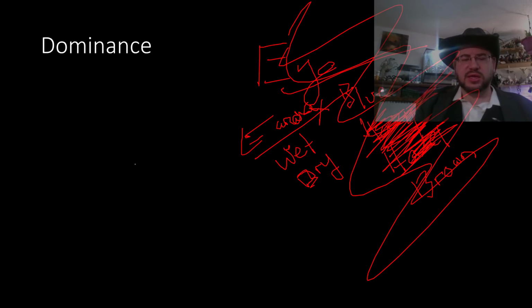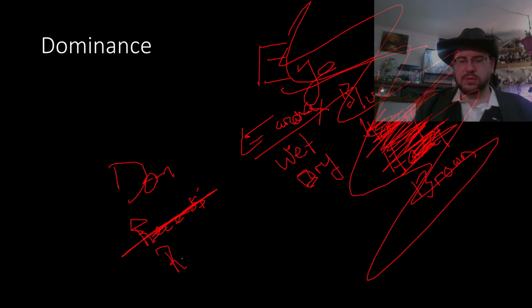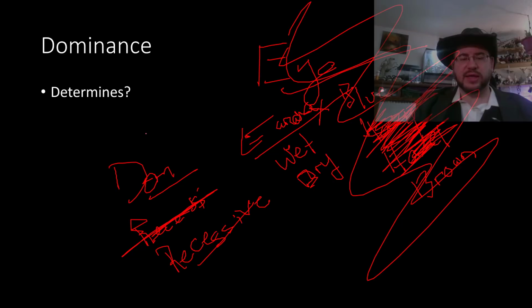When we talk about dominance, an allele can either be dominant or it can be recessive. A dominant allele is always expressed. If a dominant allele is present, the dominant trait, the trait it codes for, is expressed. A recessive allele is only expressed if both are recessive.